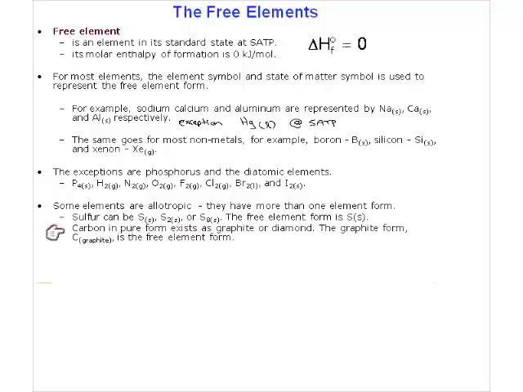All right. Carbon can have several forms as well, graphite or diamond, and graphite is considered the free element form. So if I give you carbon in the form of diamond, then you're going to assume that the diamond is of a higher potential energy than graphite. Okay? So here we go.